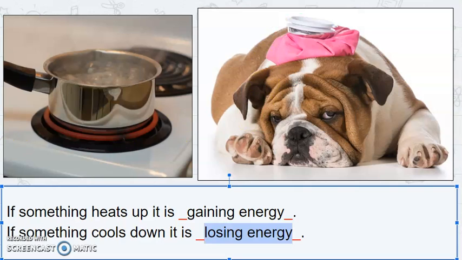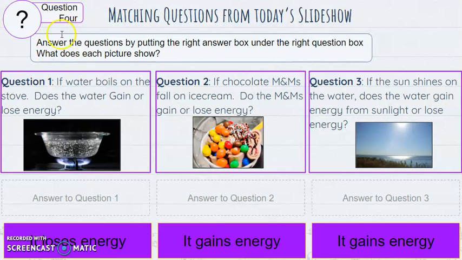Let's see if we understood that with some questions. Question 1. If water boils on the stove, does the water gain or lose energy? Well, as mentioned, the heat transfers energy to the water, which makes it bubble around. So that water is gaining energy.